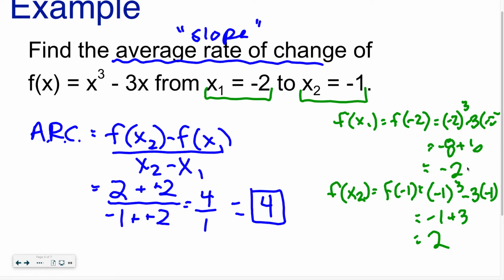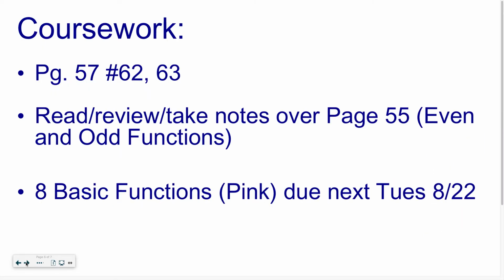Okay. Your homework assignment for the weekend is page 57, number 62, 63, and another read, review, and take notes. This stuff, even in odd functions, we are going to cover on Monday. If you would like to put that after your average rate of change notes in your notebook, put it in where your notes are going to be. It doesn't need to be with your assignments if you've got separate notebooks for that.